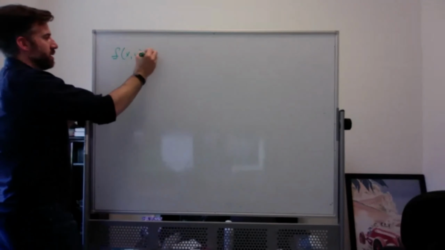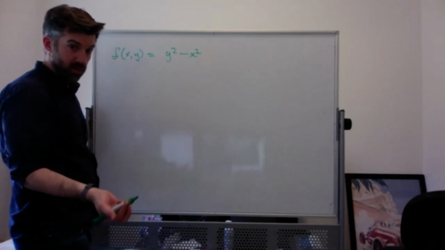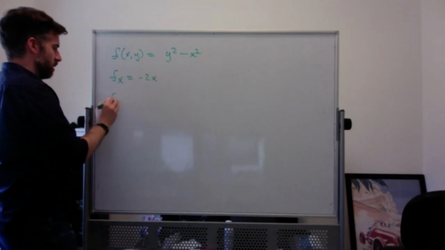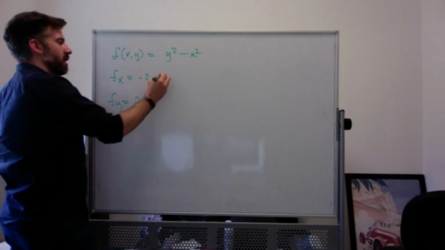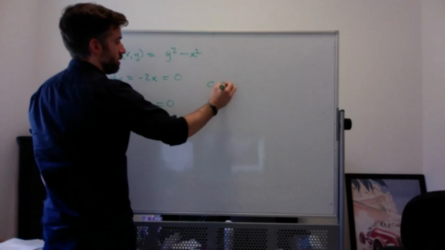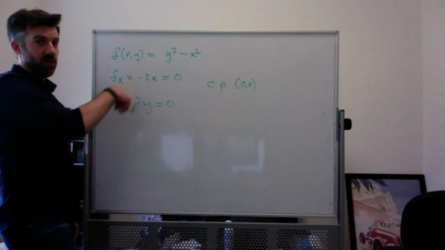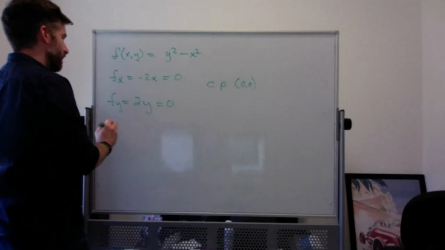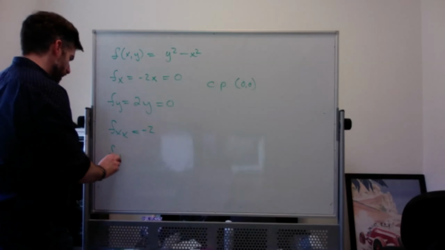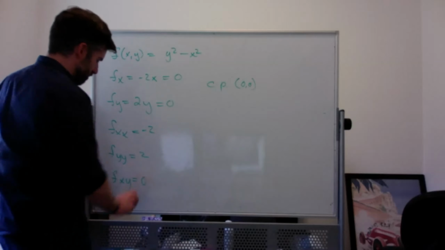So f of x, y equal to our usual y squared minus x squared saddle. Here, fx is negative 2x, fy is positive 2y. If I set those equal to 0 to find the critical points, I get one critical point. It's (0, 0). X has to be 0 and y has to be 0 to solve both of these simultaneously. Looking at the second partials, fxx is negative 2, fyy is positive 2, and the mixed partial fxy is 0.